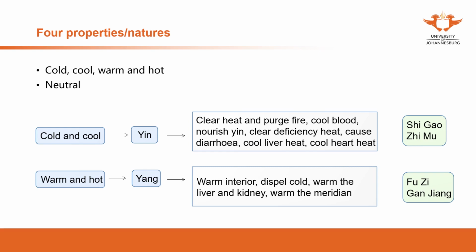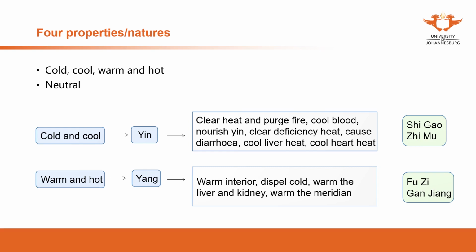The warm and hot herbs are in the yang category. They can be used for warming the interior, dispelling cold, warming the liver and kidney, and warming the meridians. So as you can see now, we use the different natures or different characteristics of the herbal medicine to treat our condition.